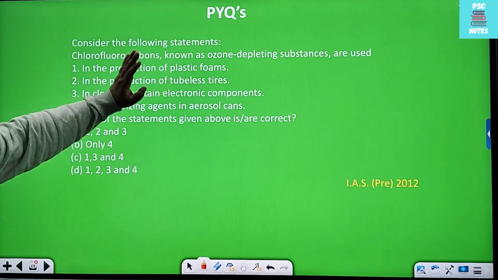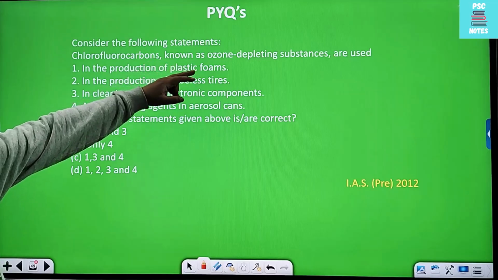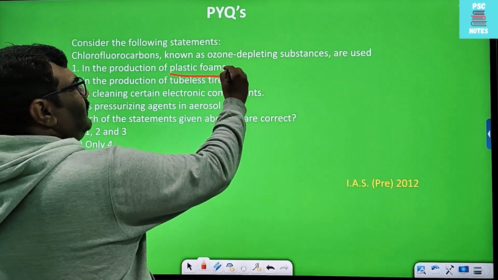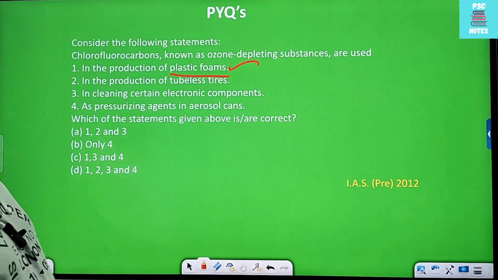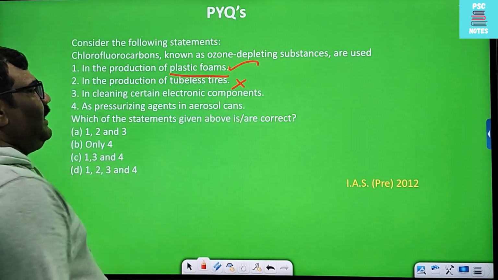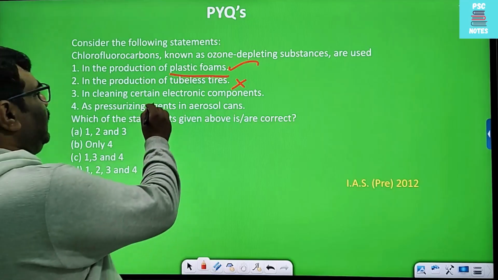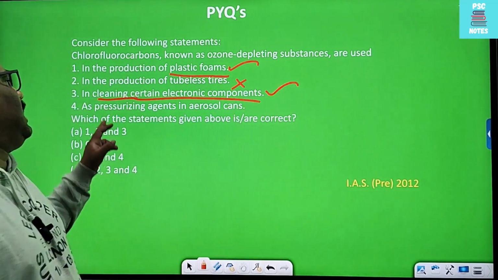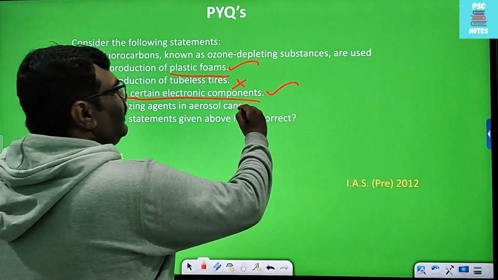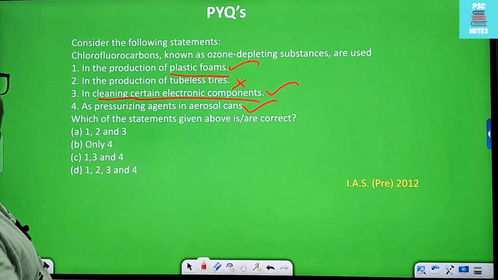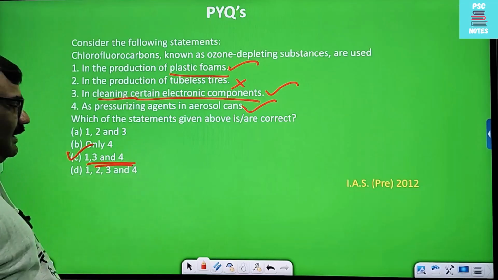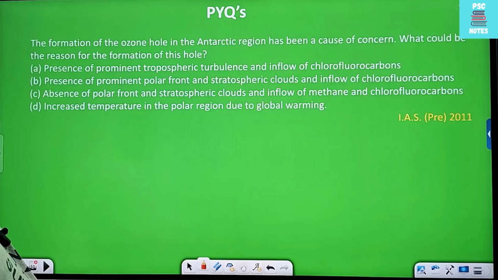Consider the following. Chlorofluorocarbon, ozone depleting substance are used in the production of plastic foams. ठीक है, in the production of tubeless tires नहीं. Cleaning certain electronic component, yes. As pressurized agent in aerosol cans, yes. तो इसका आंसर आ जाएगा 1, 3 and 4. ठीक है, UPSC 2012 में पूछा गया था.